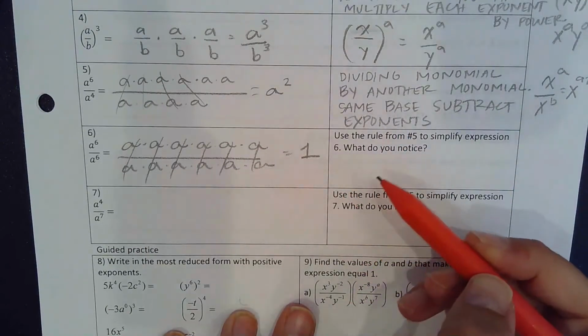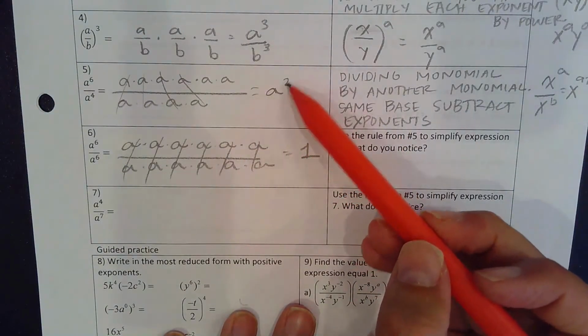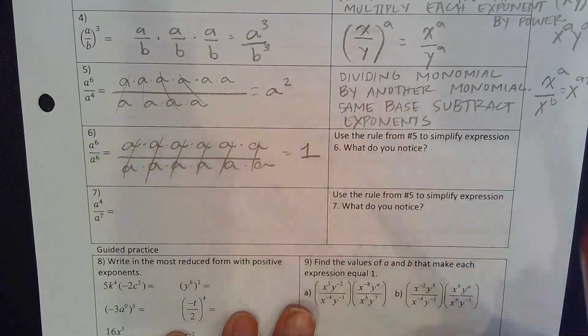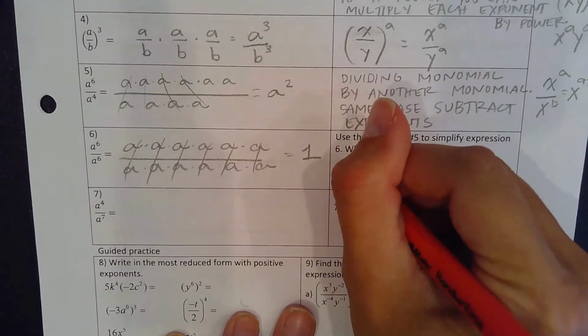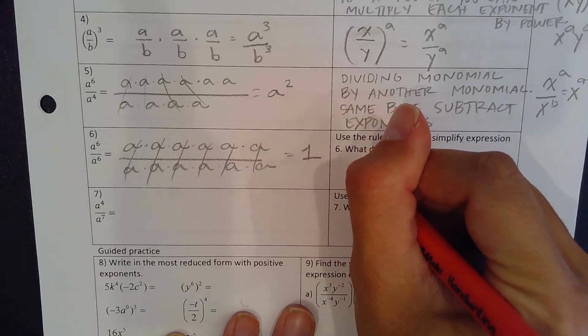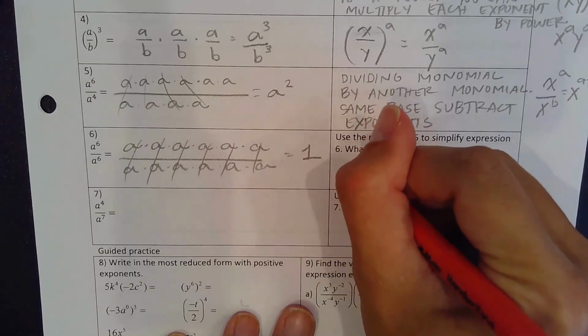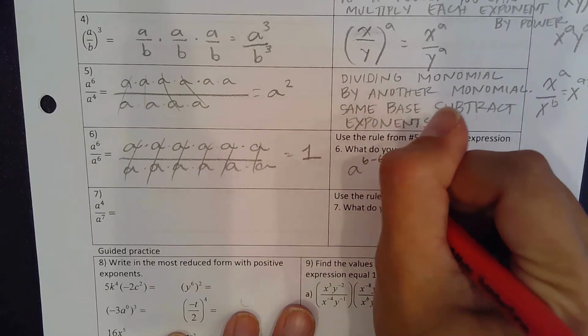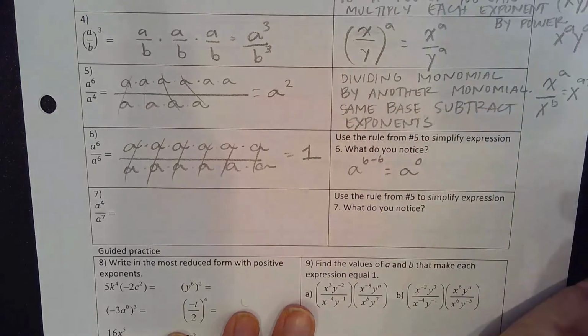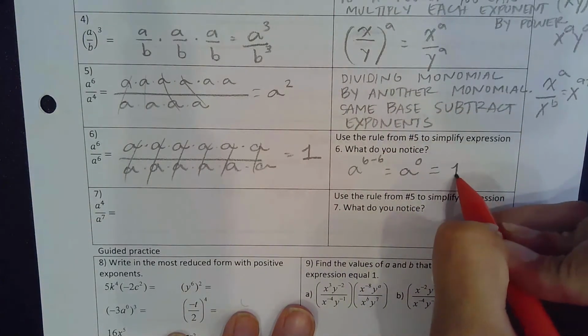So what am I going to do here? I can use this rule here. I'm going to just subtract my exponents, right? So let's just say 6 minus 6, so it's going to be a to the 0. So anything to the 0 power is a 1.